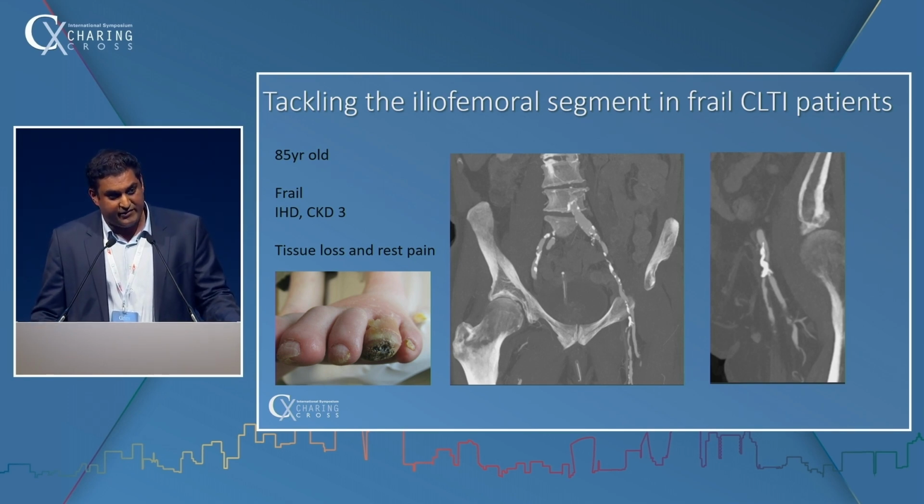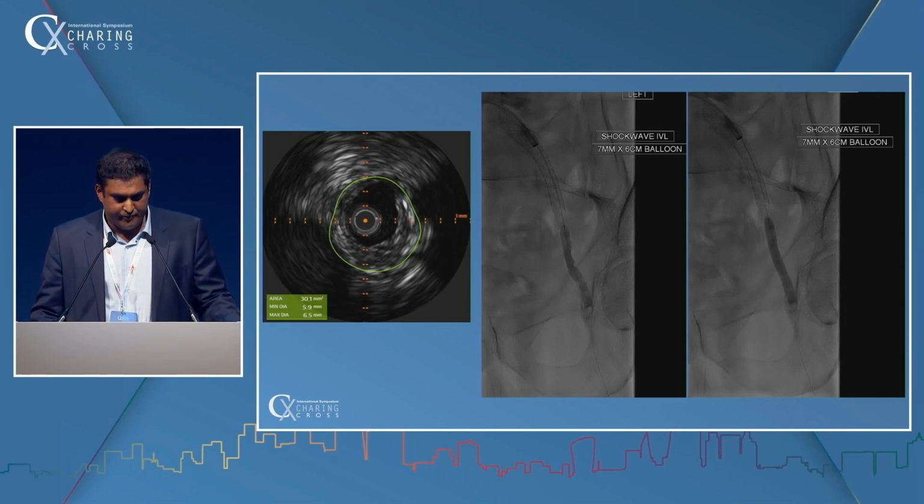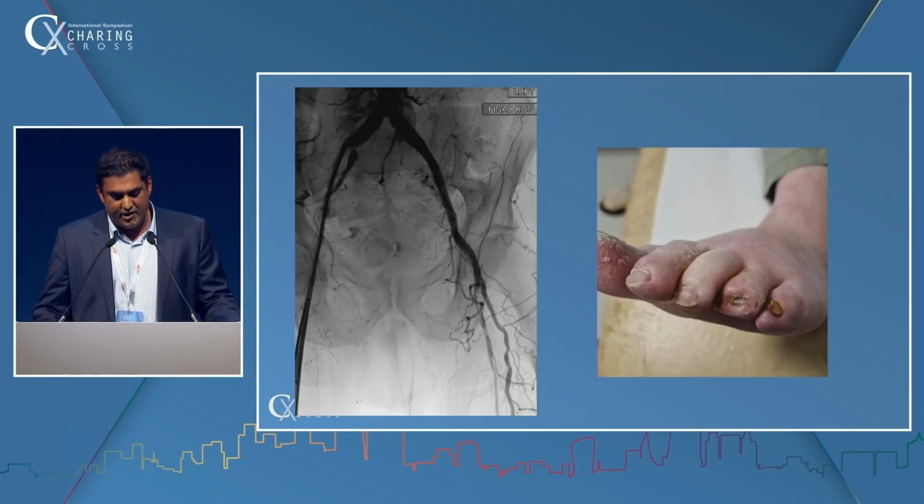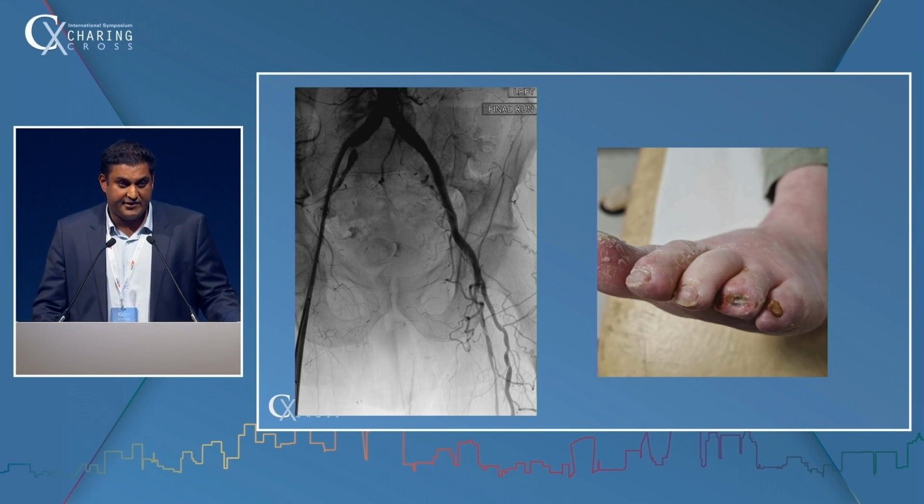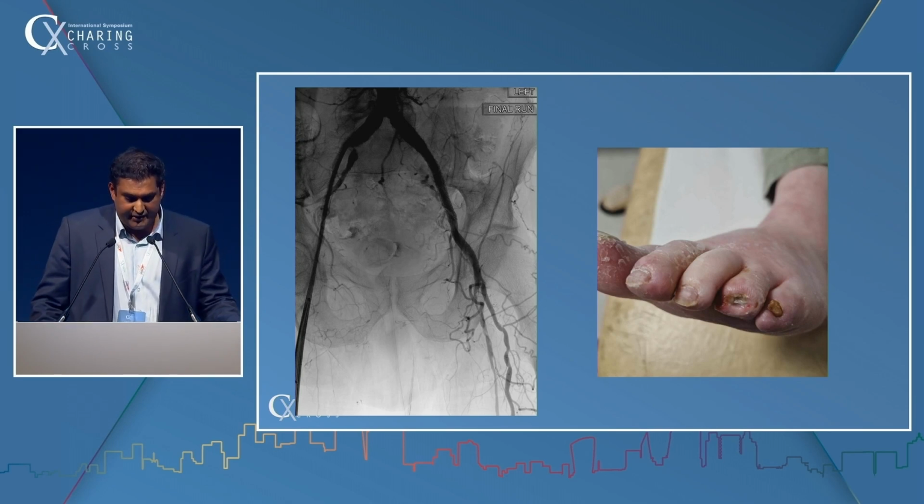In this case, this 85-year-old patient had quite severe common femoral artery disease, calcified vessel, but would only tolerate a local anesthetic procedure. So you can see here we've gone up and over, stented the iliac artery, and then used IVL to treat the femoral artery, post-dilated it, and he's done really well and is now happy with a much better quality of life.